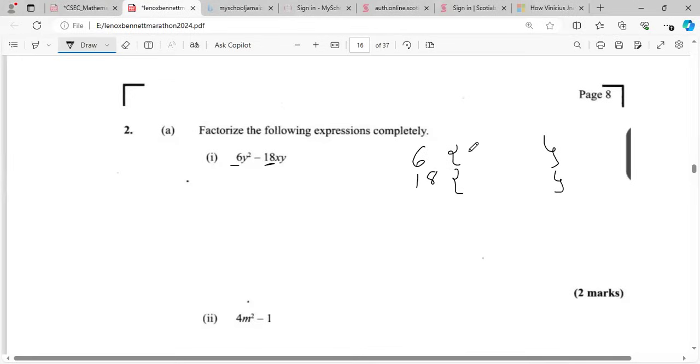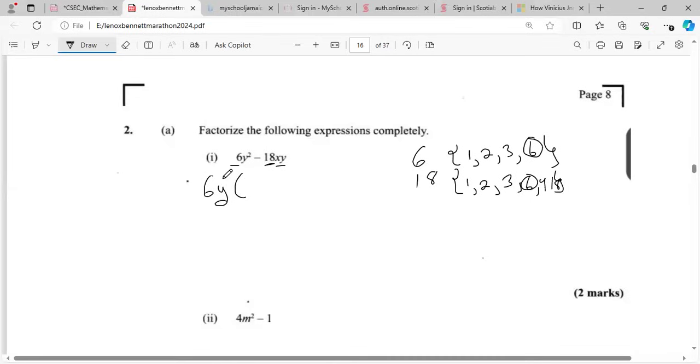So the factors of 6 are 1, 2, 3, and 6 itself, right? Factors of 18 are 1, 2, 3, 6, 9, and 18 itself. So the number that is common to both of them, which is the highest, would be 6. So what we do, we pull out the 6, because that's the highest common factor. We have y squared and we have y. There's no x in this, so x is not common to both, but y is common to both. So we can close the bracket now, and then we divide.